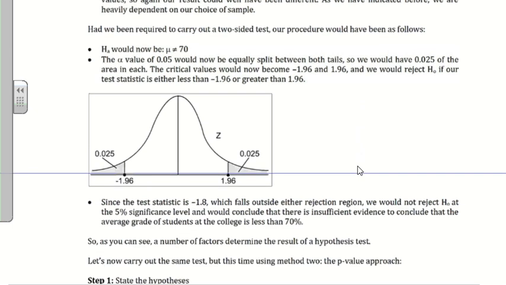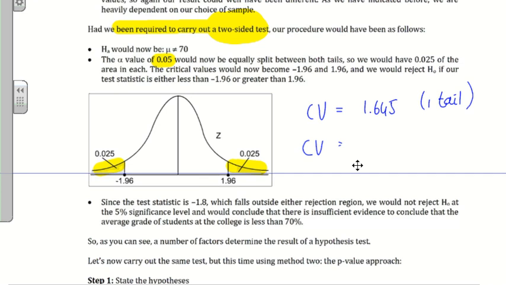What we show you over here, guys, is what would happen if we carried out a one-tail test. But what happens if for some reason we were asked to carry out a two-sided test? What would I do? That 5% level of significance would have to be 2.5% in each side. And now my critical value, which was 1.645 before for a one-tail test, what would it be for two tails? 1.96.